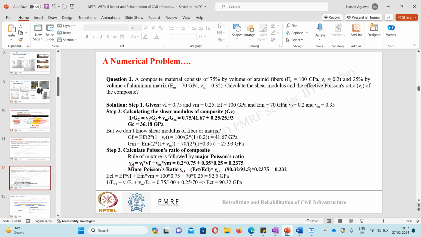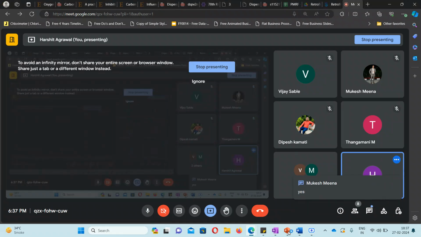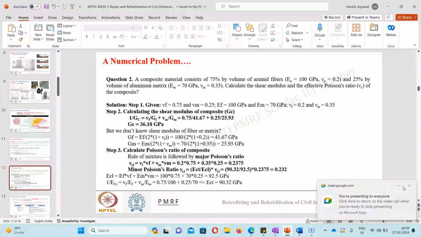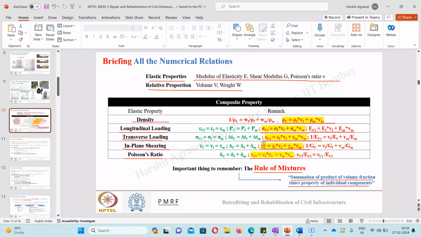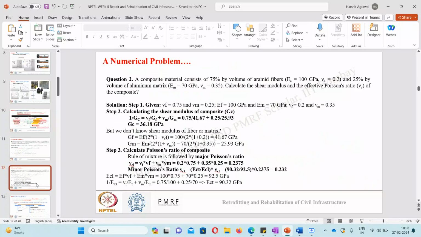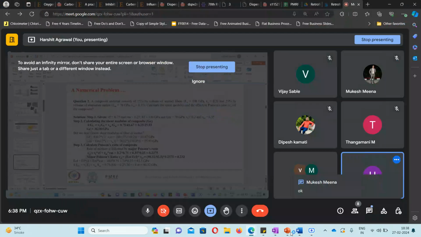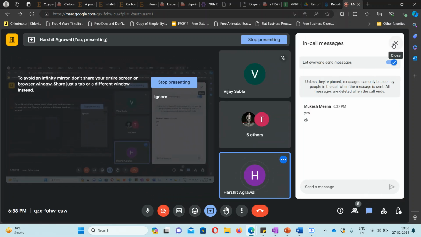Any doubt in these two questions? Everyone clear? What is the basic step to remember the rule of mixture? Okay. If there are no doubts, we'll move ahead then. If you still have any doubt in these two questions, try to solve on your own. Just remember this table. It will clarify everything to you, and try to solve these two questions on your own. If you are able to understand these two questions, any question that will be coming in your NPTEL exam also, or anywhere when you talk about estimating properties of composite, it will be easy for you now. Okay. I see there are no doubts, so we'll move ahead.